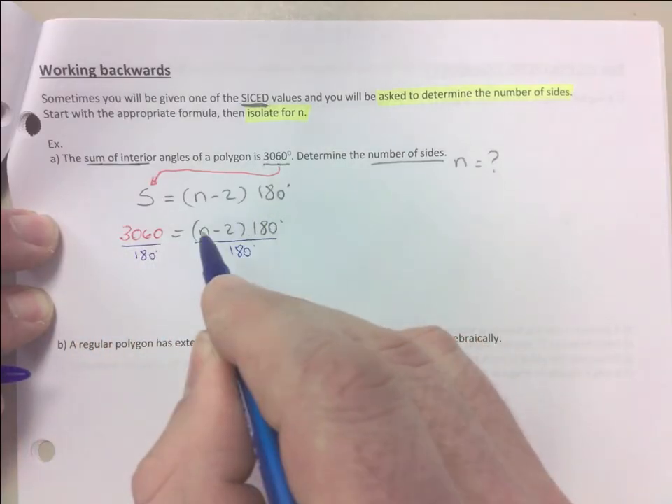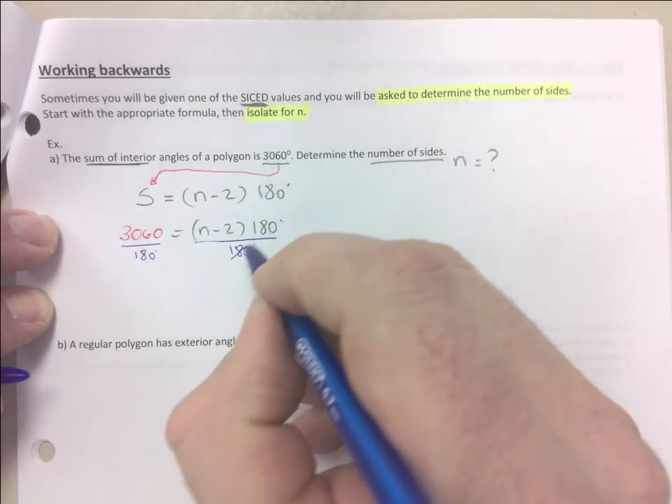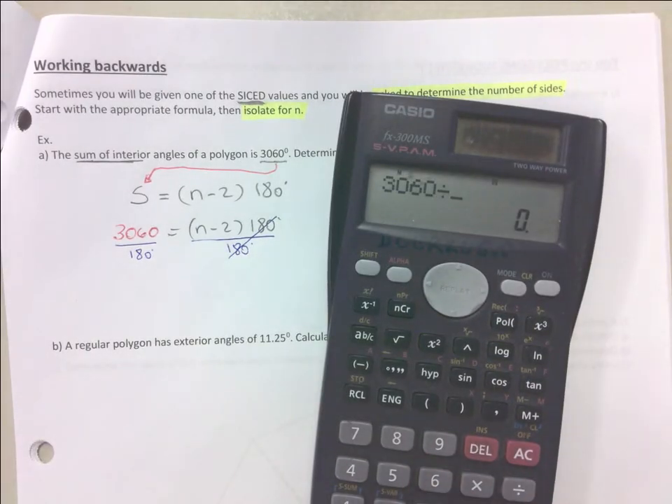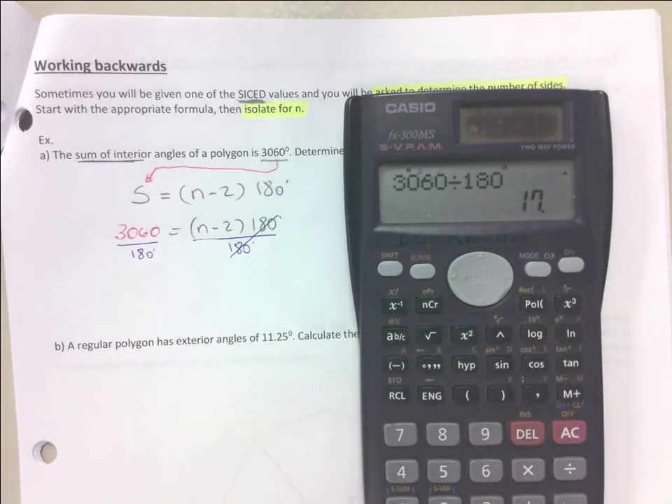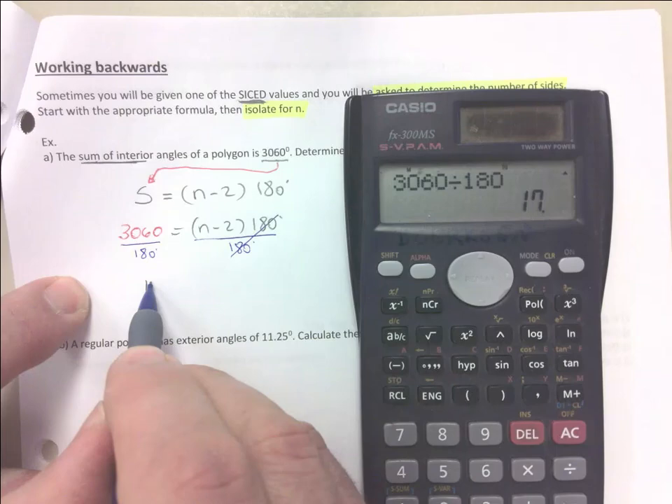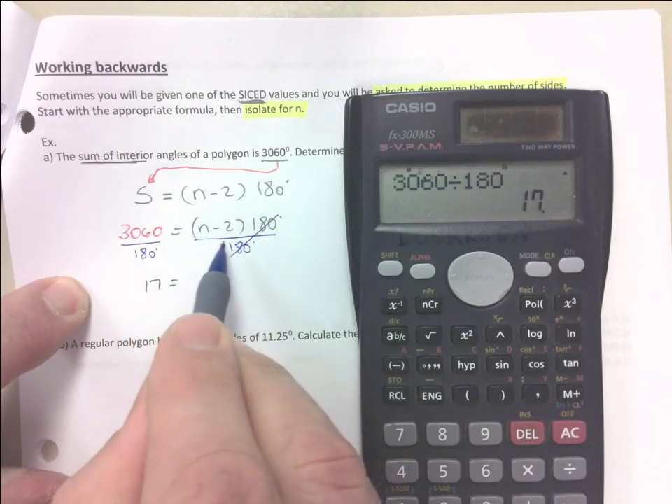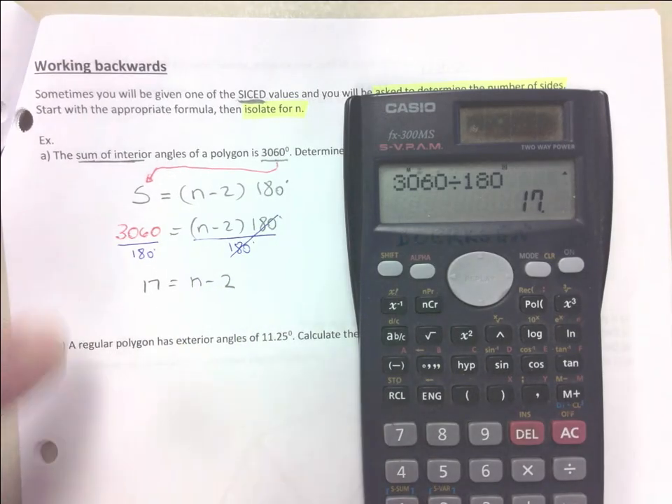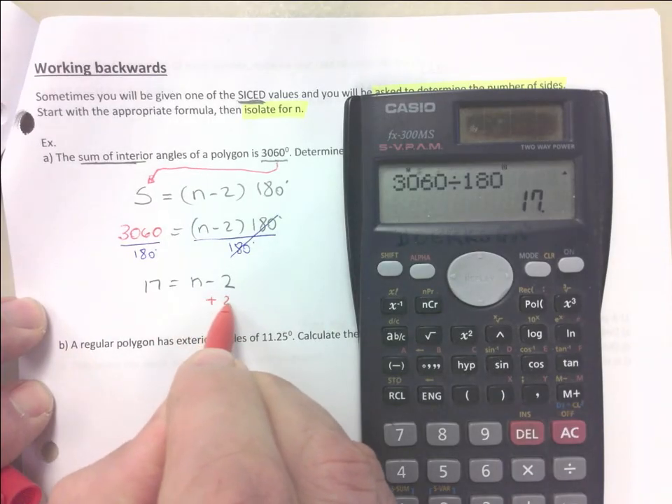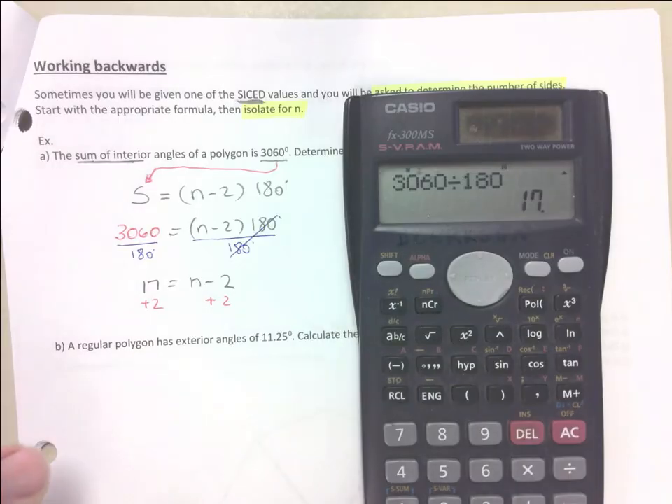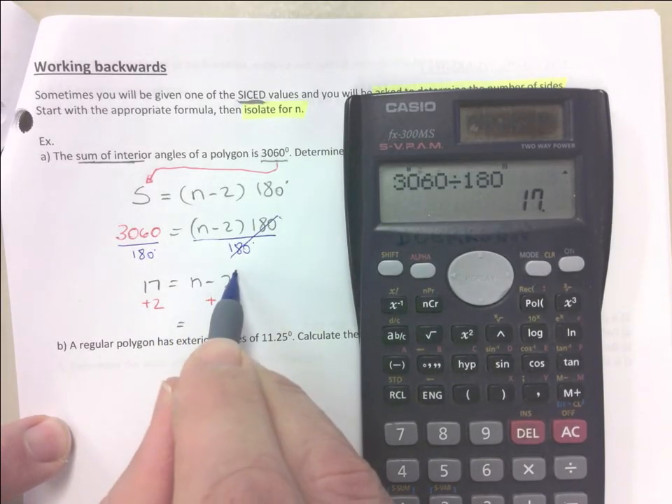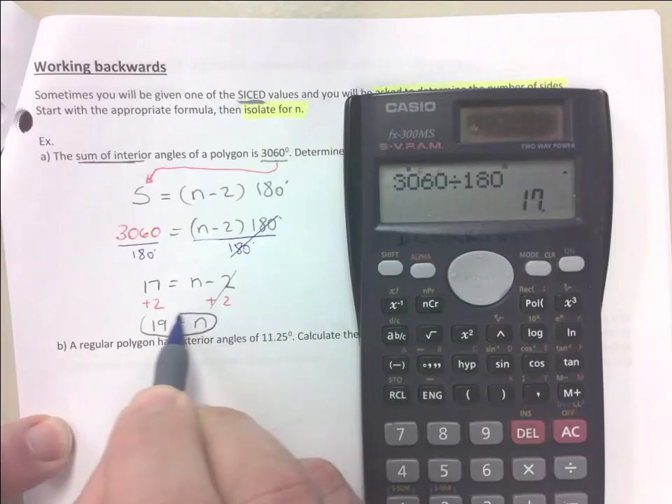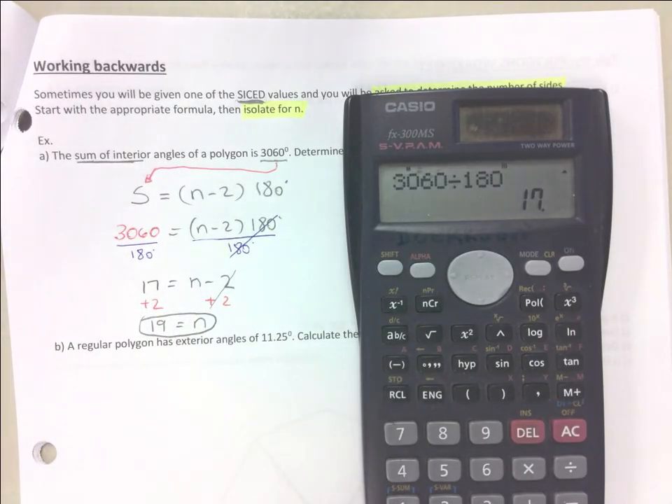You could first multiply out, but it's going to get messy. So I'm just going to get rid of that. And then on the other side is where the math happens, right? So you get 17 on the other side. And then on the right side, all you're left with is n minus 2. And so what you need to do now is add 2 to both sides. And this cancels out, and you're left with n is equal to 19. So this particular polygon has 19 sides.